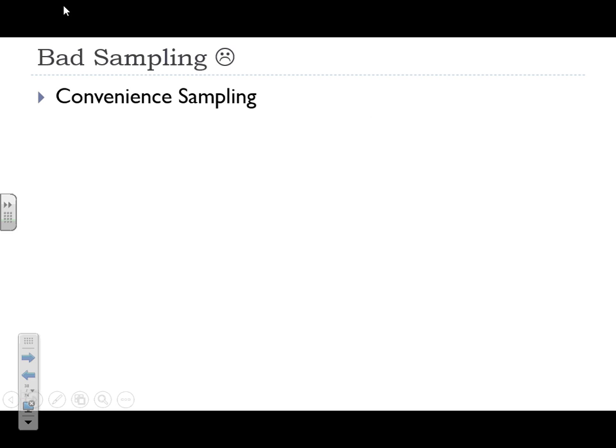The other type of bad sampling is called convenience sampling. And convenience sampling is exactly what it sounds like. You choose your sample by simply choosing individuals easiest to reach.